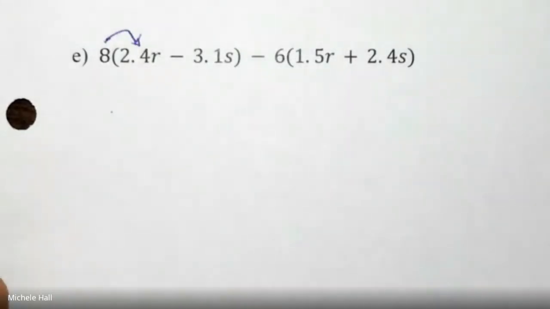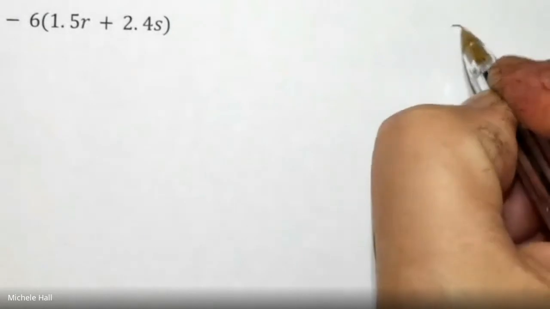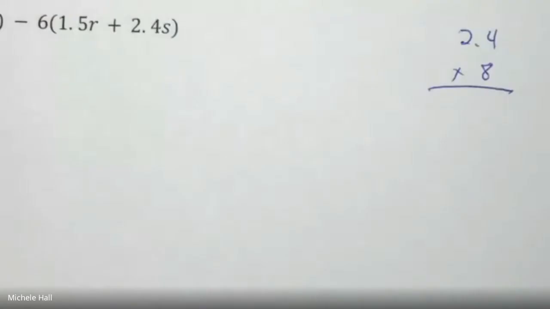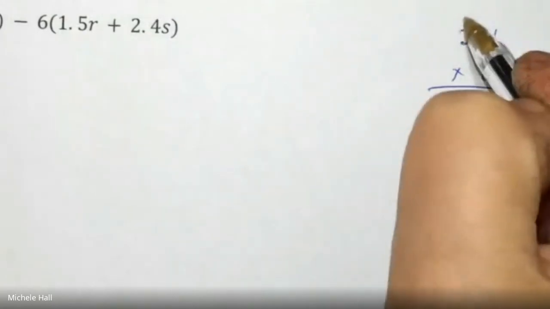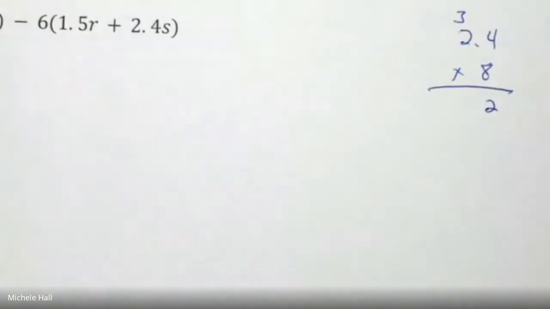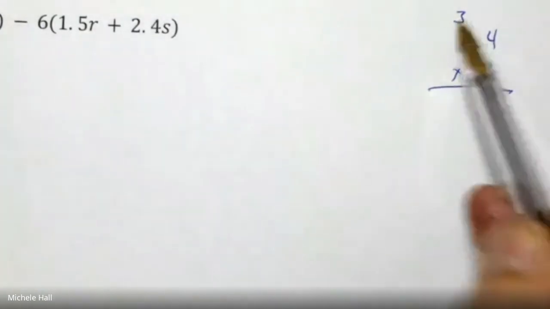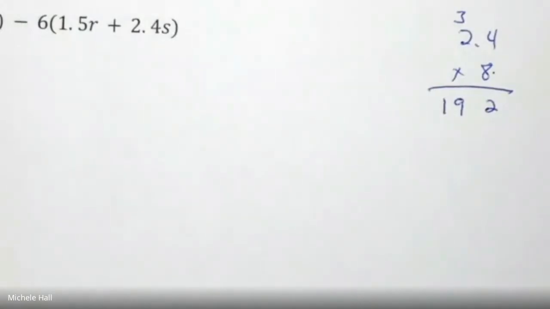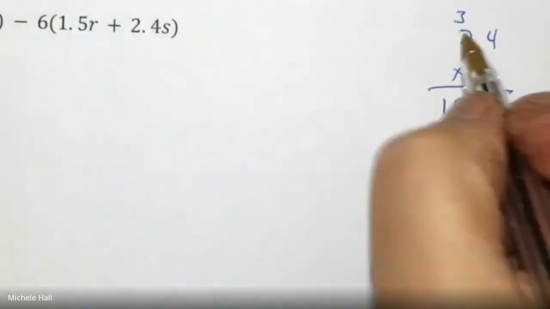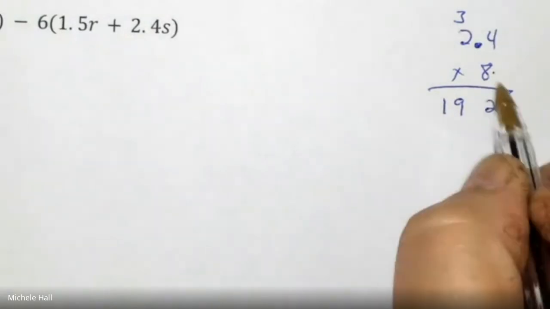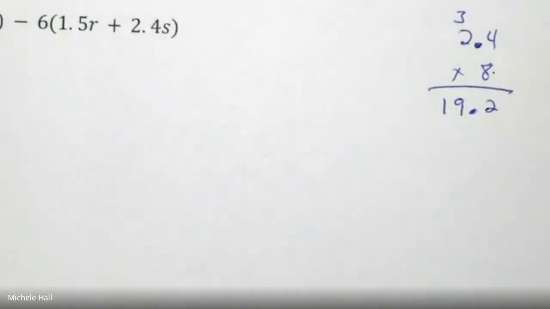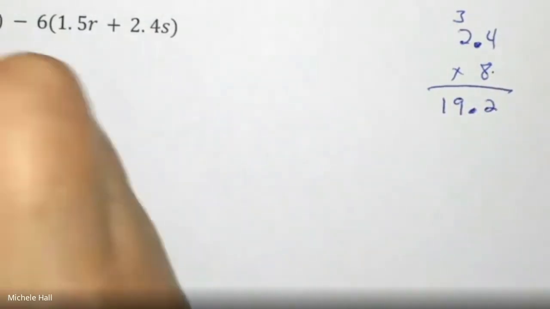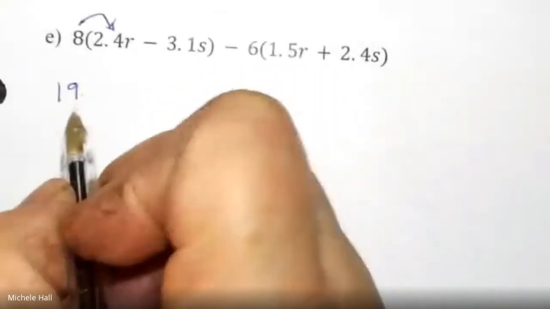8 times 2.4. Just go off to the side. 2.4 times 8. 4 times 8 is 32. 8 times 2 is 16 plus the 3. And then I need to figure out how many decimal places. 1. I got 1 right here. The 8 is a whole number, so 1 decimal place. 19.2 R.